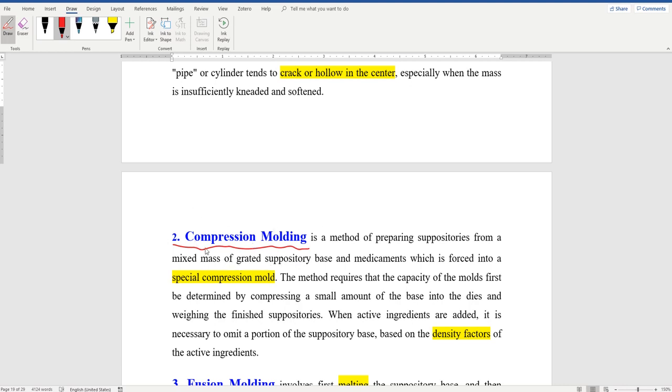So this method is mainly used for PEG. There is a special machine that forces the grated material, meaning cut, "mabshoor" in Arabic. It is like when someone grates cucumber or onions, a similar thing. These grated materials, already mixed with the medication, will be forced into a mold, pressed like extrusion. So these materials will move into the mold, which is the shape of the suppository.